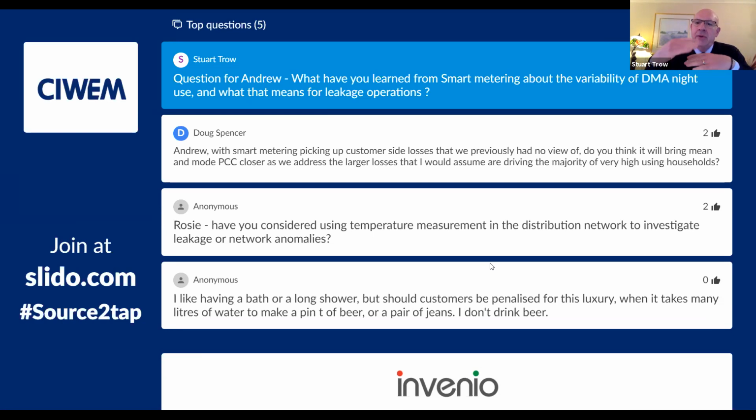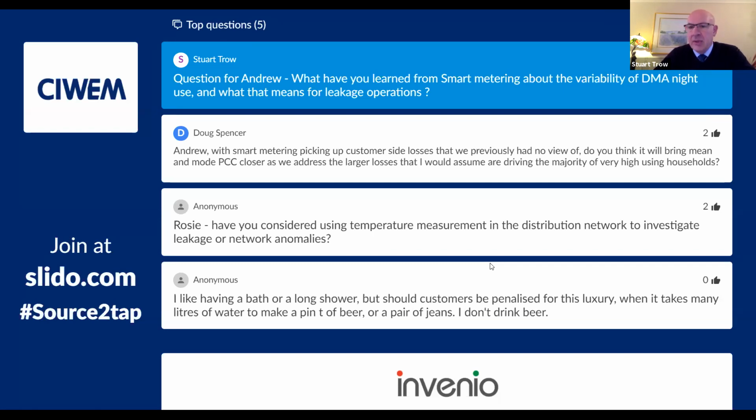So if you just take the minimum night flow and take up a standard allowance for night consumption, then you'll have the wrong level of leakage in that DMA. And I'm convinced now that companies are over-reporting leakage in some of these, what they consider to be high leakage DMAs. And they're actually wasting money going out looking for leakage that doesn't exist on their network. It might exist inside the customer's properties.